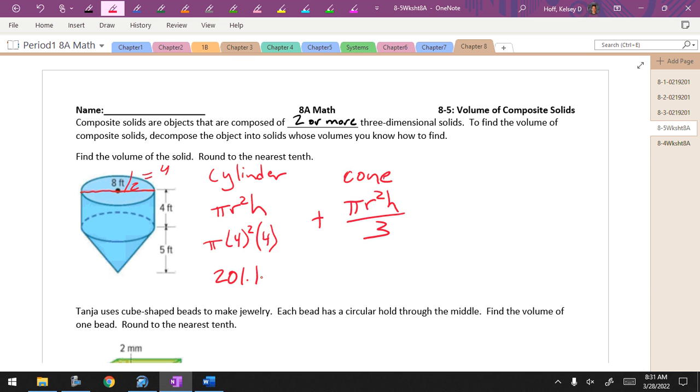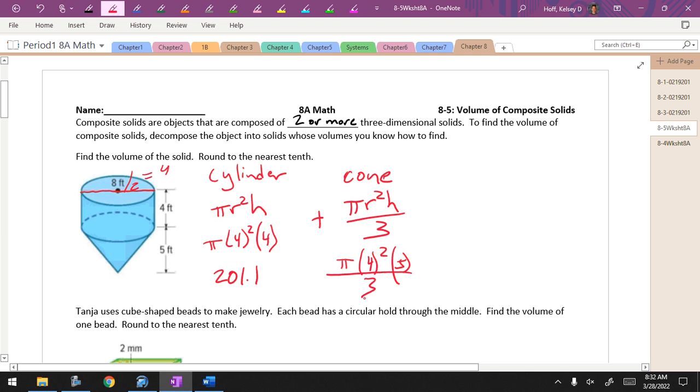All right, let's go to our cone. Pi radius squared height. Pi is a number. What's my radius of the cone? 4. Why? It's the same as the top. Very good. There's not really anything labeled for the radius of my cone, except it shows that my cone is the same circle as my cylinder, right? Which means it's going to have the same radius, which we said was 4. How tall is my cone? 5. And then we can't forget to divide by 3.